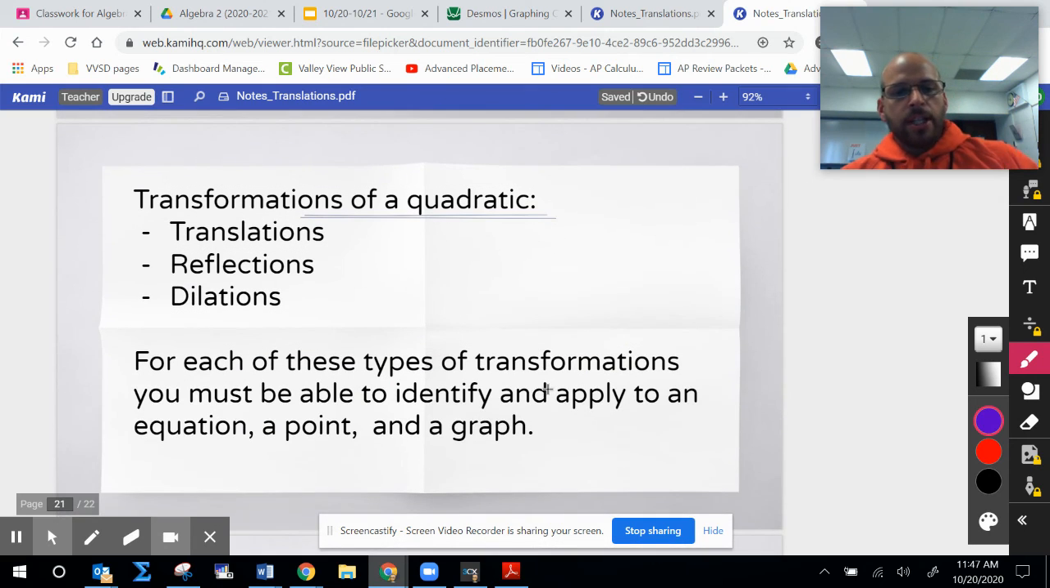All right. So today we talked about translations. We not only identified them, but we applied them to a table of values in a graph. Next video, we will talk about reflections as well as review translations.